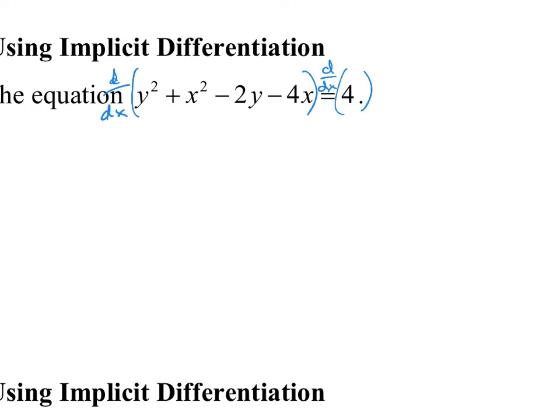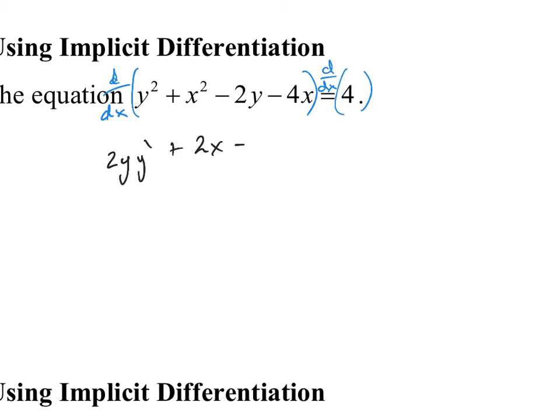So let's start on the left. What's the derivative of y squared? Well, the derivative of y squared would be 2y, but then don't forget that y prime, chain rule. Plus, what's the derivative of x squared? It would be 2x, and then again, we don't need x prime because the variables match. We're taking the derivative with respect to x.